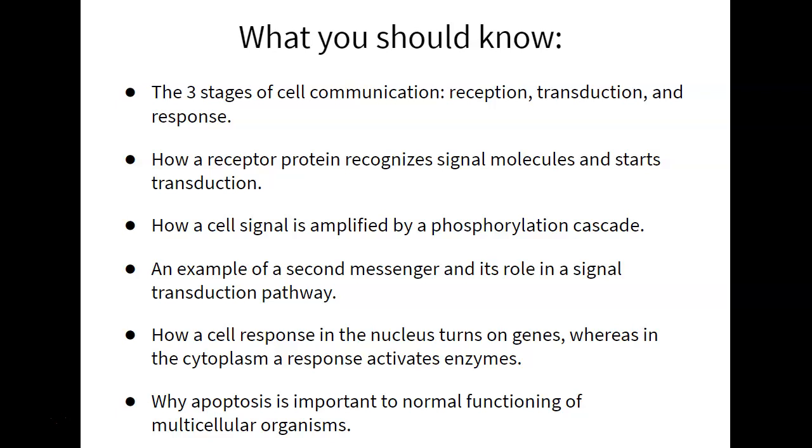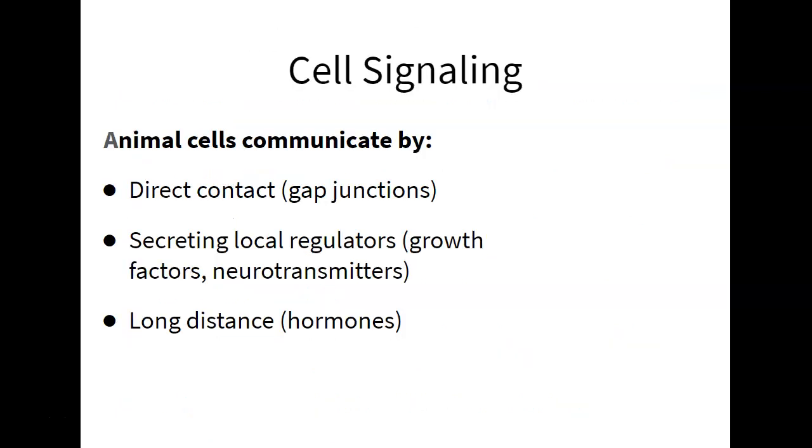There's phosphorylation cascades that we will learn. There's also something called a second messenger. And basically, how does the cell turn genes on, turn things off, and then a lot of downstream responses, for example, in the cytoplasm, turn things on and off. And then at the very end, we'll talk about why apoptosis is important and not just a bad thing.